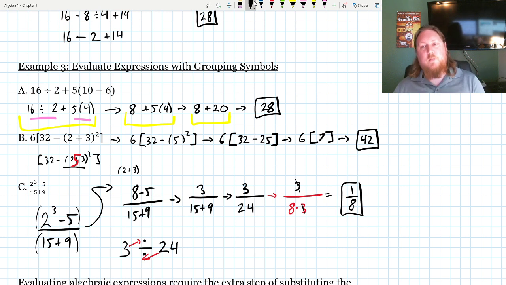Okay, so there's some more examples of how to do order of operations. Not every problem is going to be exactly the same, but if you take them one at a time, each step one at a time, you will get yourself to the right answer every single time.